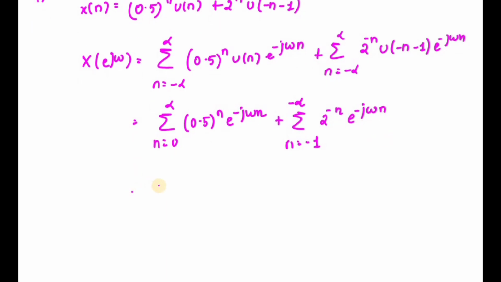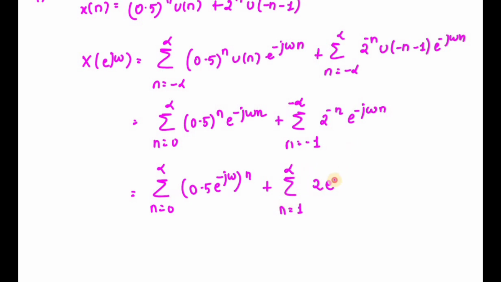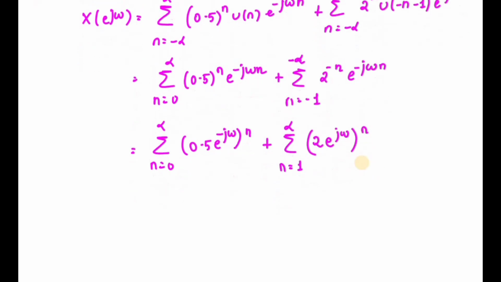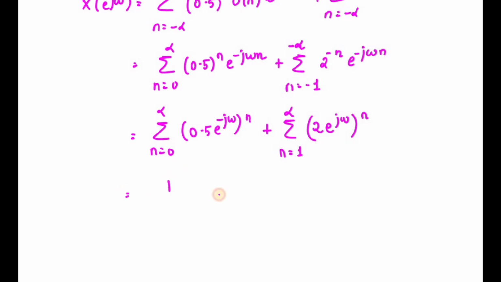Okay. So I can write the formula for this one as the summation for n equal to 0 to infinity of 0.5 e power minus j omega n, plus a summation. In order to make this one as 1, you have to change n to minus 1 minus n. If that is the case, I can change this into e power j omega n. So this I can write as 1 divided by 1 minus 0.5 e power minus j omega. So that is the formula for this one.